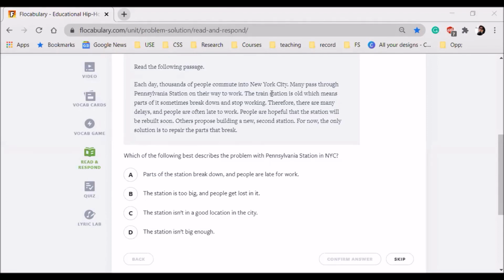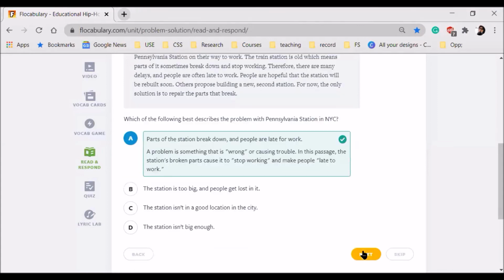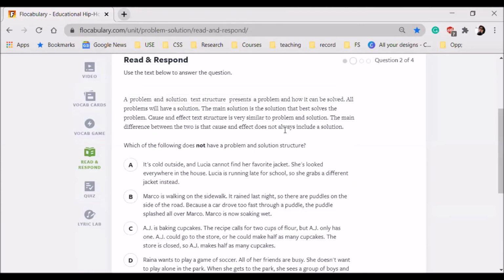A. All of you think it's A? Should we go for it? Yes, ma'am. Okay, let's find out. Okay, very good. So, all were right. Let's move forward to the next question.